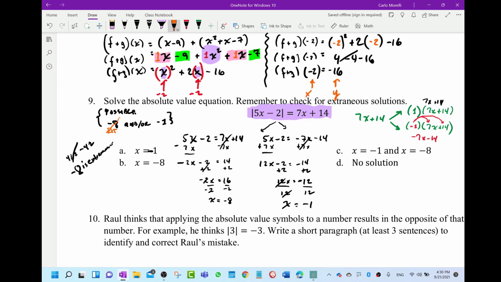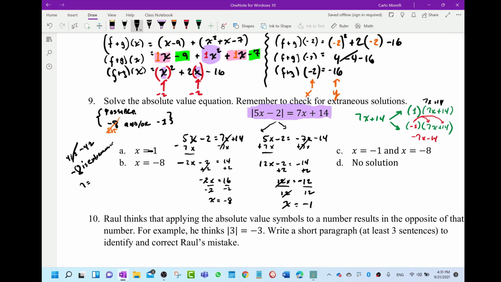So do it in your head. 5 times negative 1 is negative 5. Negative 5 minus 2 is negative 7. The absolute value of negative 7 is 7. So now we're doing 7. It better equal 7, right? So what's 7 times negative 1?